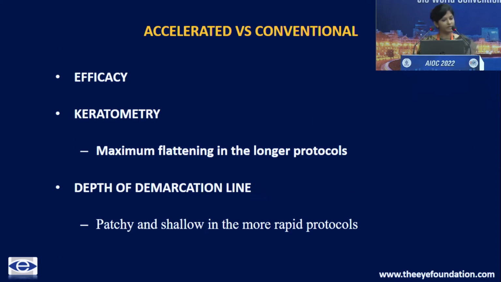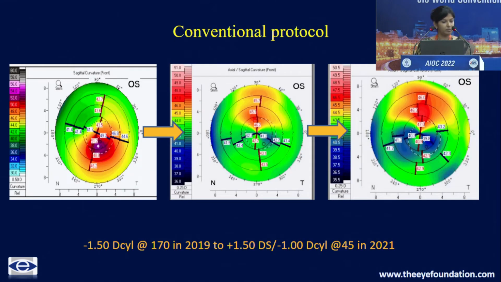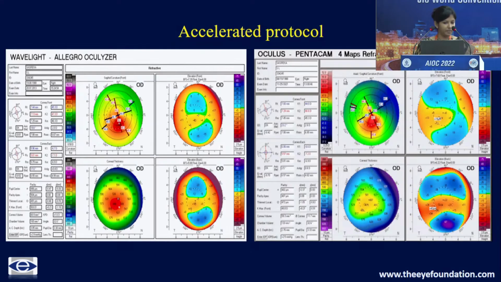When talking about keratometry, there was a maximum flattening caused in the longer treatment protocols, whereas the depth of the demarcation line was found to be patchy and shallow in the more rapid protocols. Just an example to show the difference between the conventional and accelerated protocols with regard to flattening. This patient underwent the conventional protocol in the left eye. Following 10 years, she had progressive flattening and ended up with a plus 1.5 diopter sphere. In the same patient's other eye, she underwent an accelerated protocol and no such flattening was noted after 10 years.